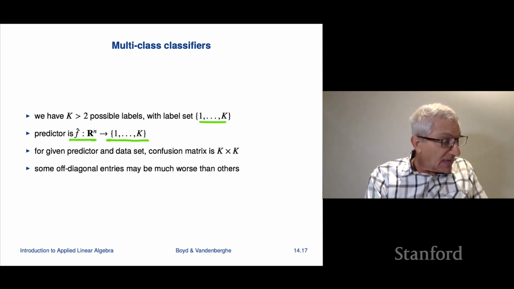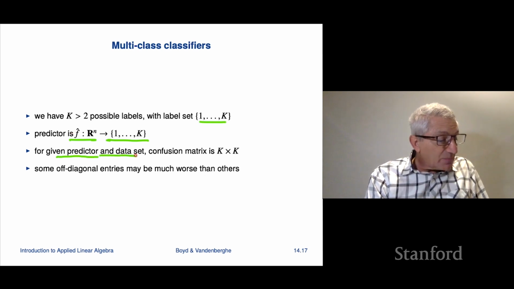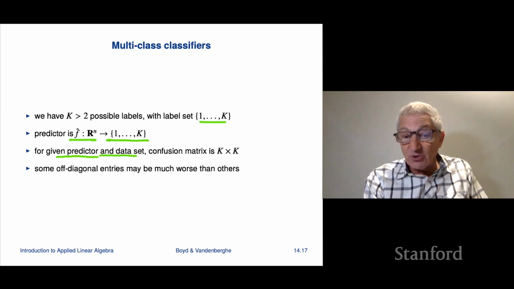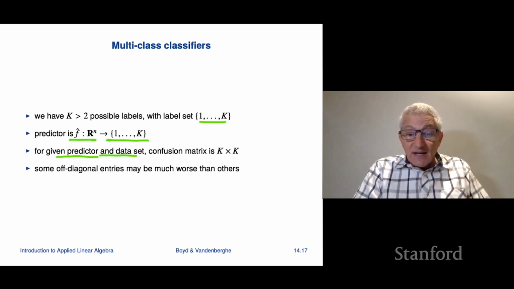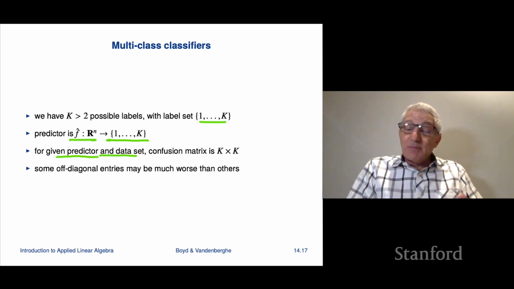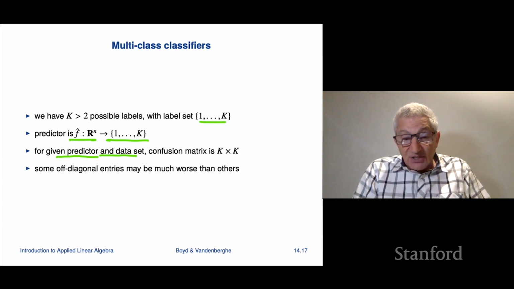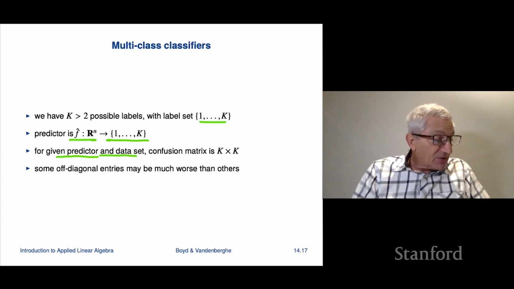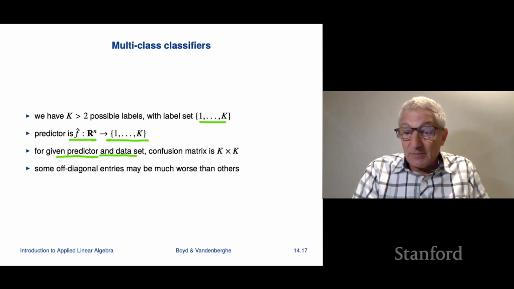Okay, now if I have a given predictor f hat and a data set, my confusion matrix is now K by K. It's not 2 by 2 as in the Boolean case. We'll get to what that is, but it's just a bit more complicated. And of course, in a lot of applications, some of these off-diagonal entries may be much worse than others, right? So that's actually one of the things that would come up.